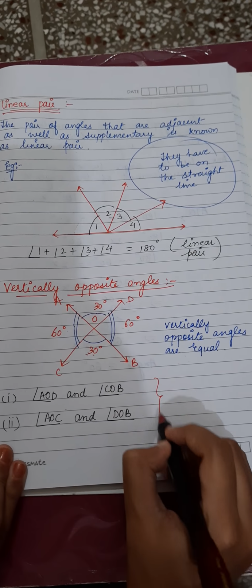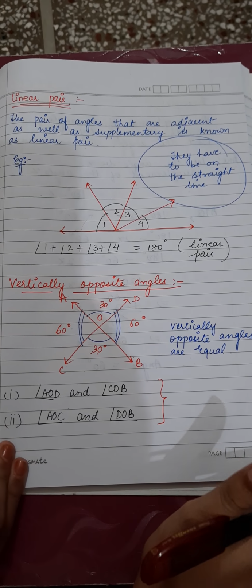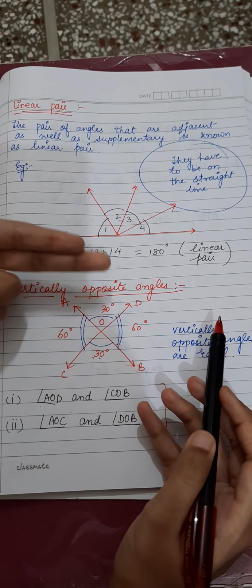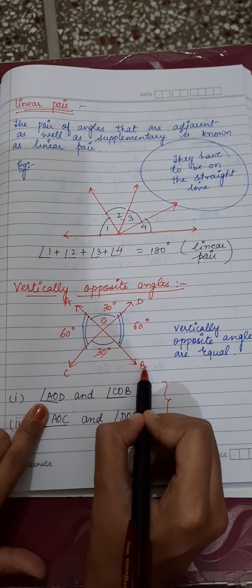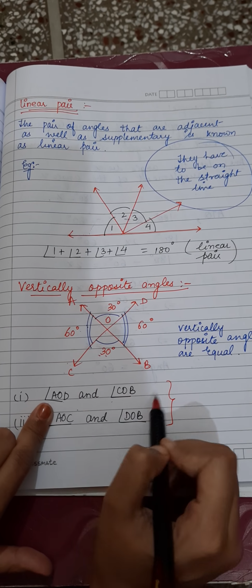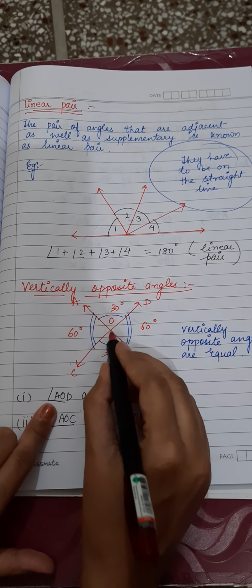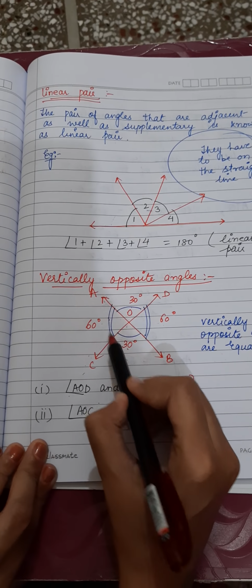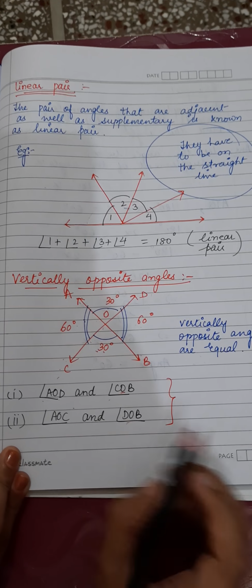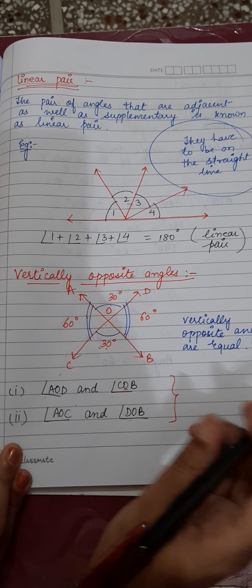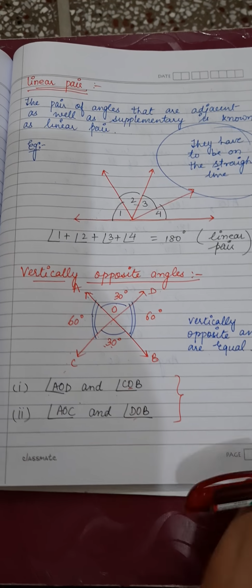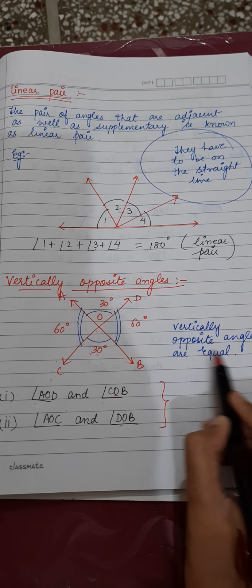Now I have written here the names of the pairs of vertically opposite angles. Let us see. AOD, what will be the vertically opposite angle of this? COB or BOC, whatever you want to write, but O has to come in the center. Next, AOC and BOD or DOB, and they both are going to be equal. Vertically opposite angles are going to be equal, right? So I have written it here, vertically opposite angles are equal. Let's move to the next one.